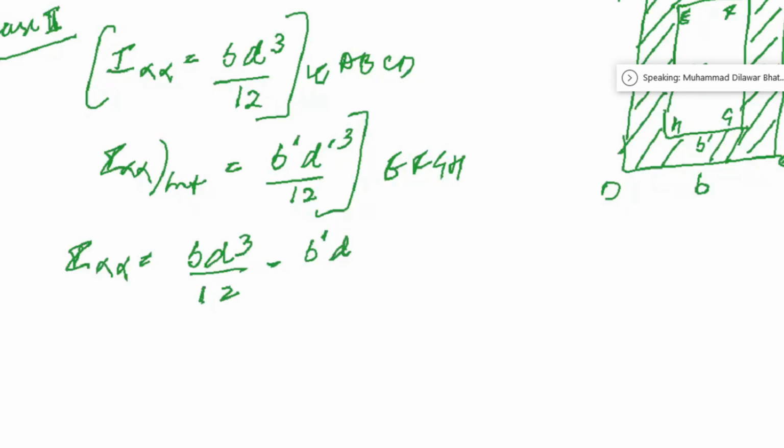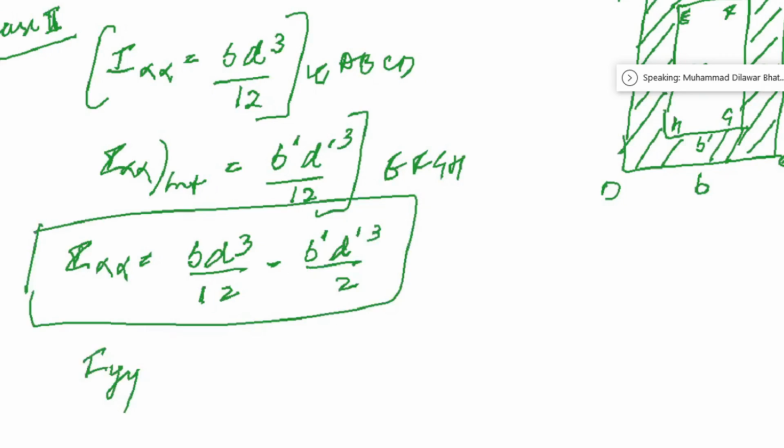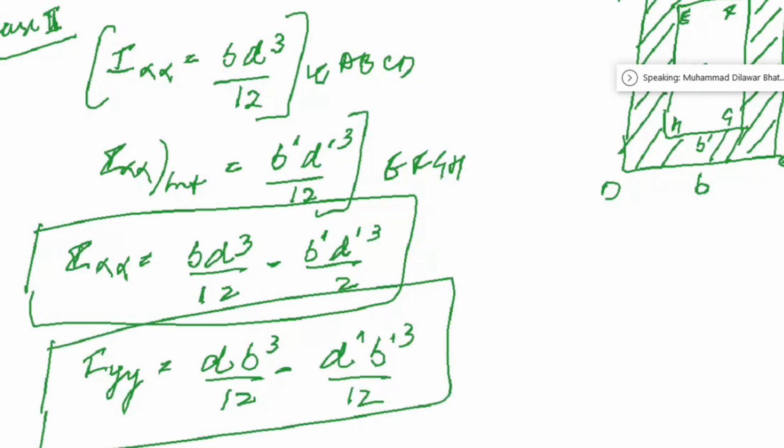This will be your moment of inertia about x-axis. And if you have to calculate the moment of inertia about y-axis, then in that case it will be db cube by 12 minus d dash b dash cube by 12. This will be for this cutout section.